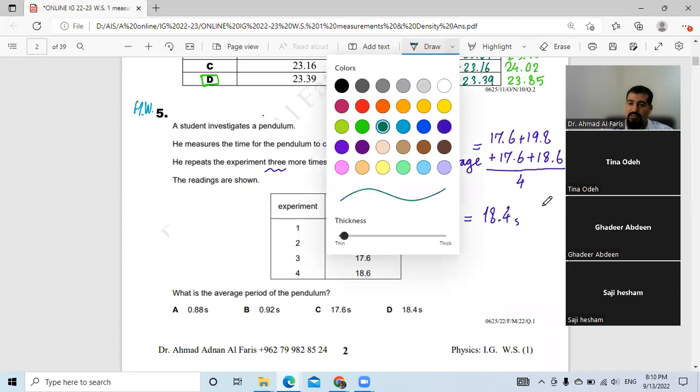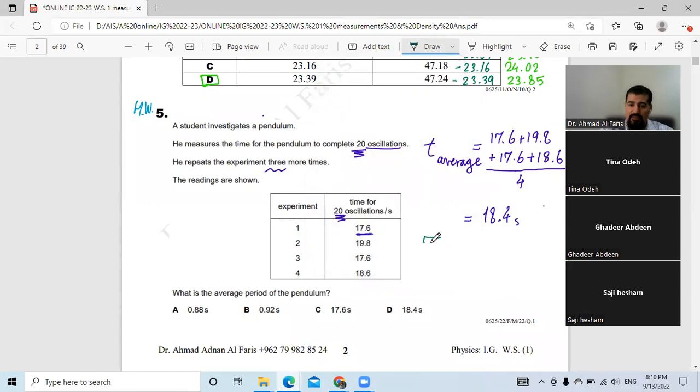Now, what they ask later is about the period, and we know that the period is equal to the total time or the average time divided by the number of oscillations, which is 20 oscillations. And this is not the answer for sure. They ask about the period, the time for 1 oscillation, not 20 oscillations. Exactly, the answer is going to be B, 0.92 seconds.